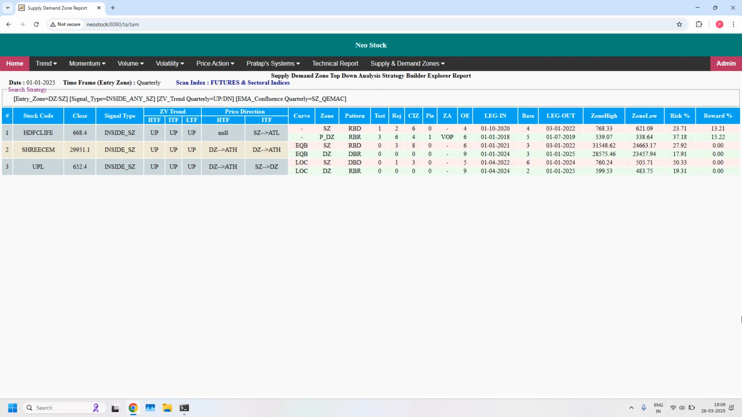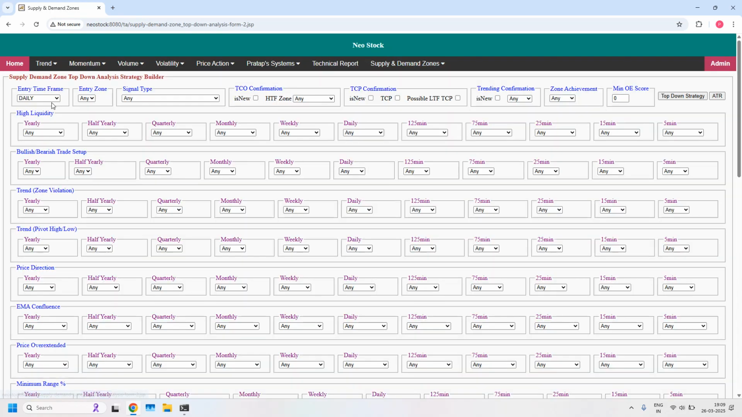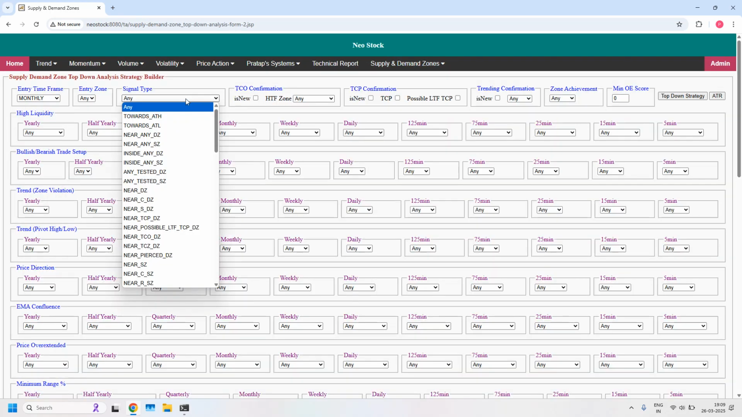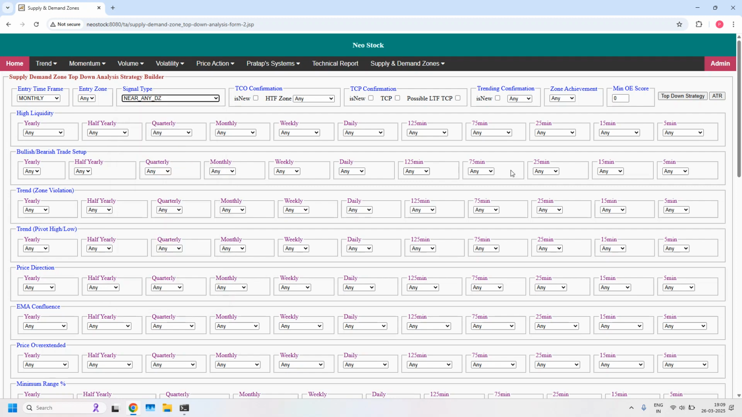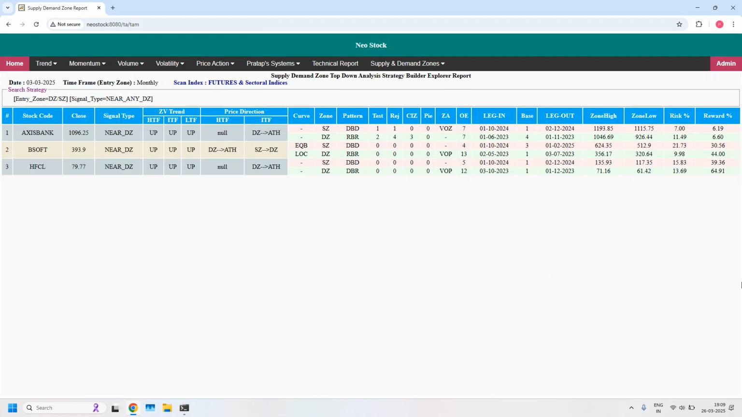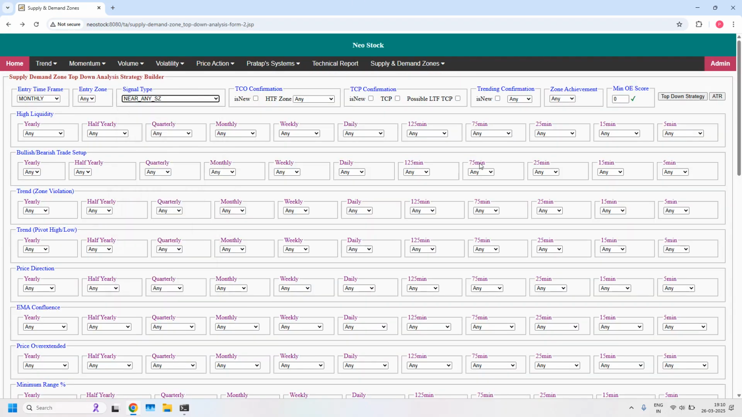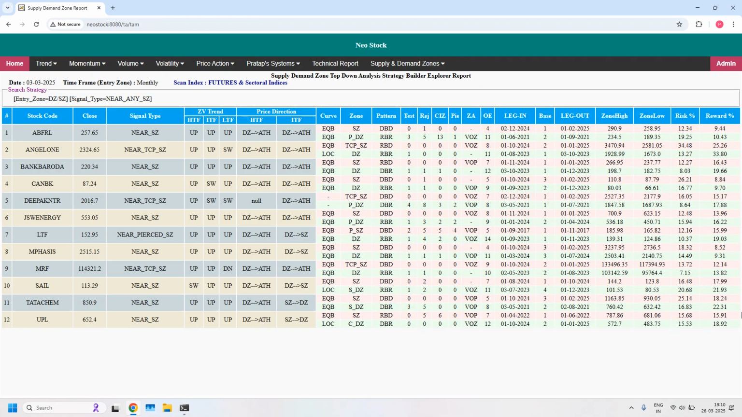Okay, next time frame is monthly. Stocks near monthly demand zone. We got 3 stocks. Next, stocks near monthly supply zone. We got 12 stocks.